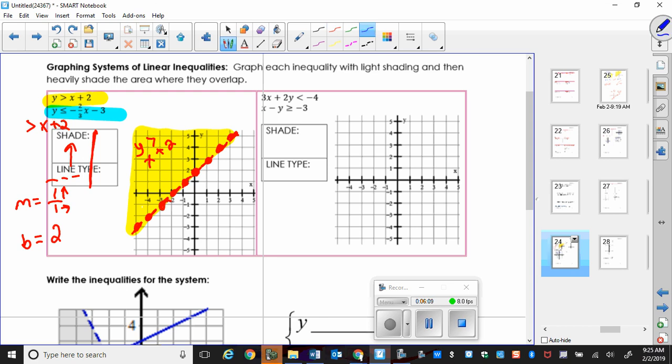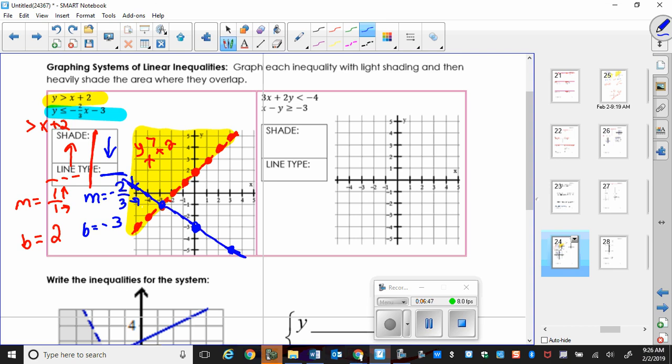Now my second line, I am shading down because it's less than, and this line is solid. My slope for the second one is negative 2 over 3. My y-intercept is negative 3. So I'm going to go to the y-axis, graph negative 3, and I'm going to go down 2, right 3. If I go backwards, I go up 2, left 3, up 2, left 3. That's all I can go. This is a solid line.